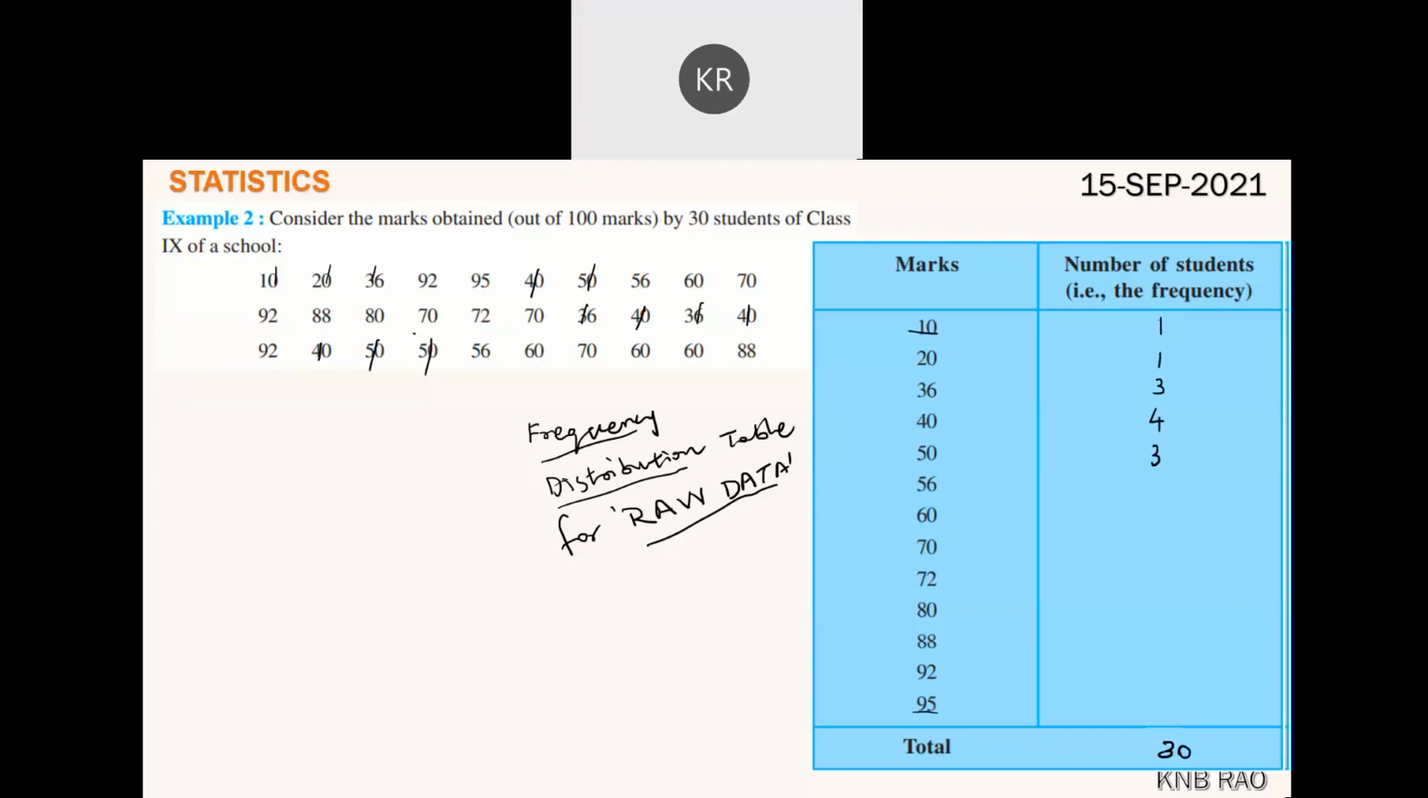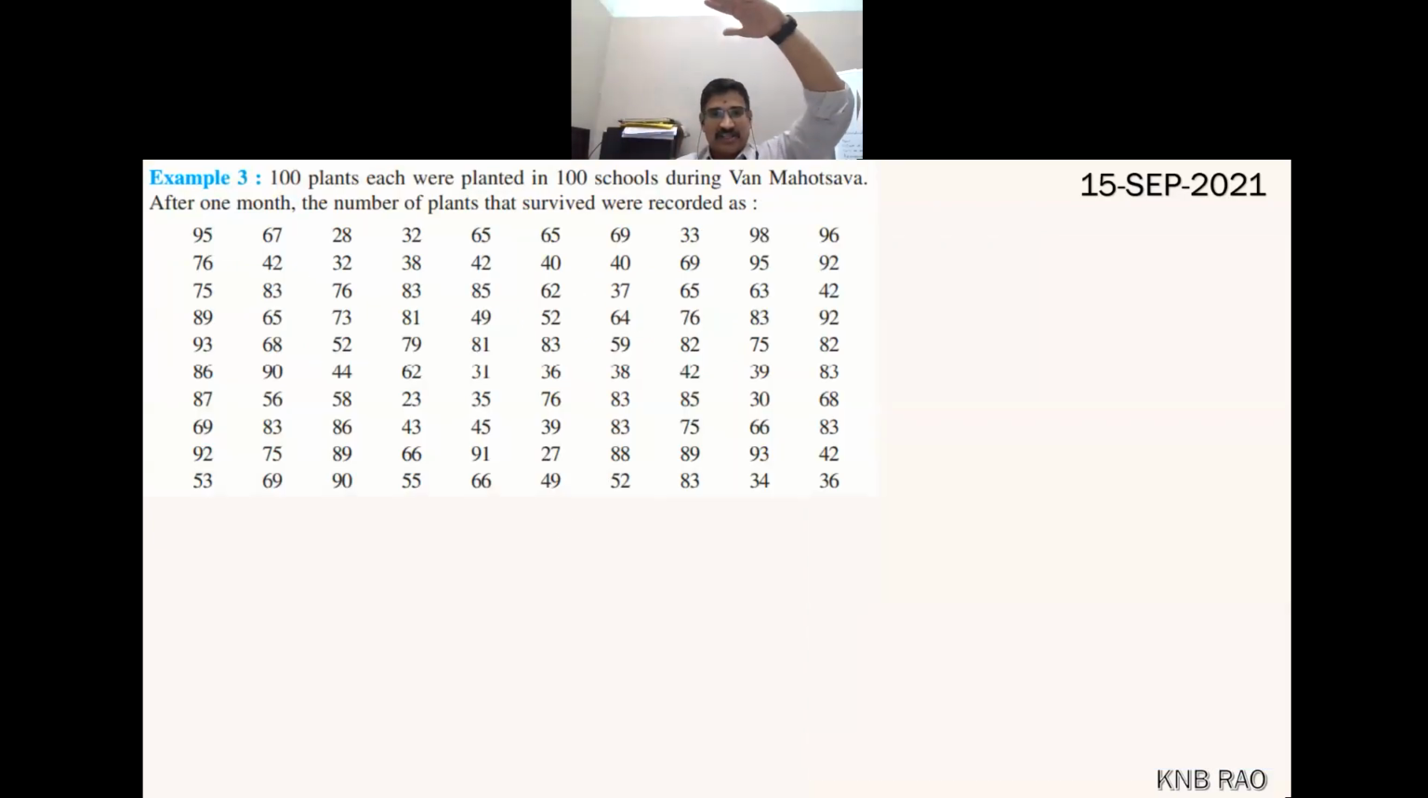Shall I go for the next slide? Yes, sir. Example number 3. Read the question and we will do the work. 100 plants were planted. We will make a 10 to 20. Tell me, should we make a grouped frequency table, sir? Exactly. Why should we make a grouped frequency table? Because, sir, the quantity is more, sir.